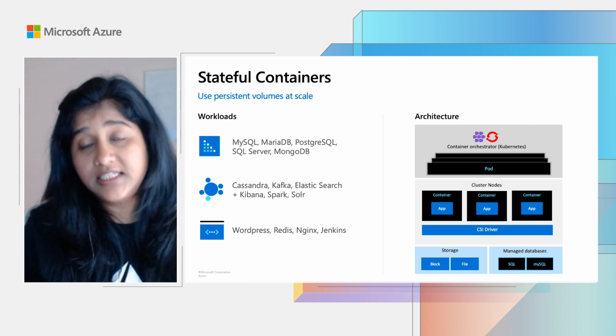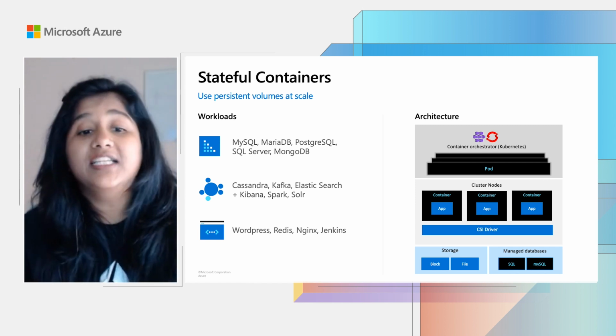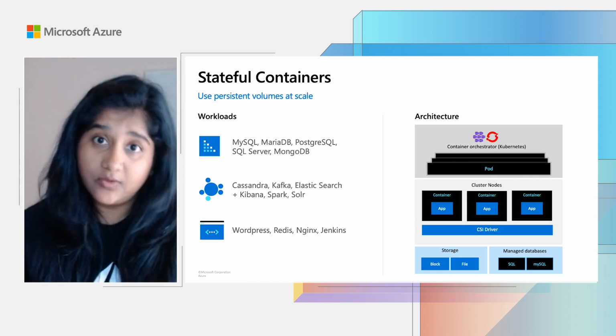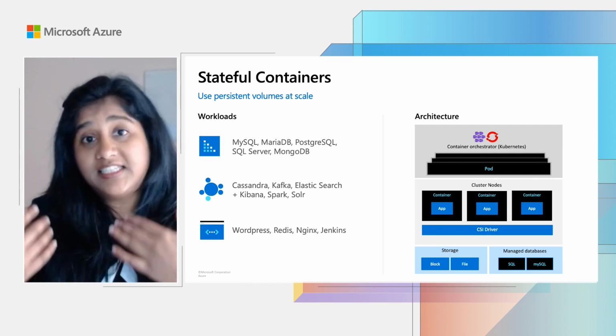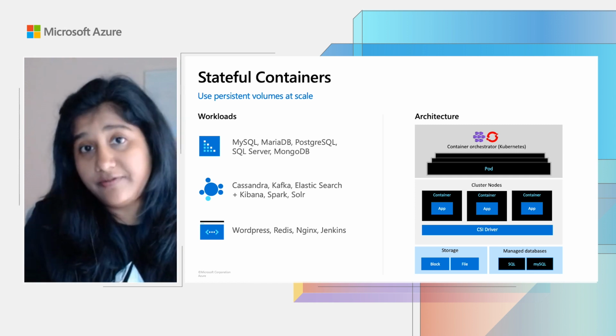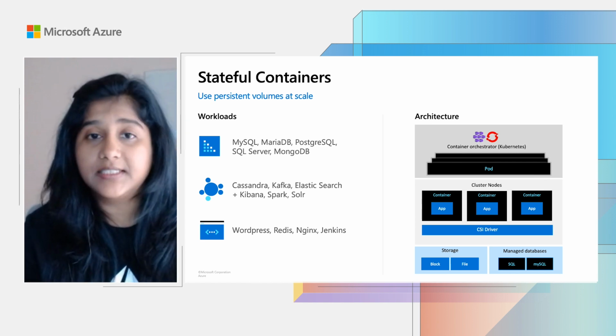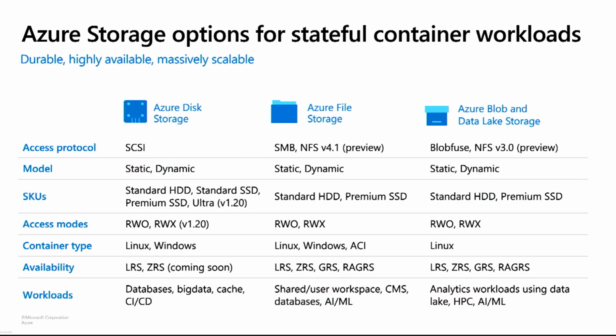On the data side of things, you can use storage, which comes in the form of block or file storage, as well as managed databases like SQL and MySQL, all of which are exposed to these containers using a common storage interface, which is called CSI, or Container Storage Interface. Now in Azure, you have three different ways in which you can use storage with these container-based applications. These include Azure Disk, Azure Files, as well as Azure Blobs and Data Lake Storage.